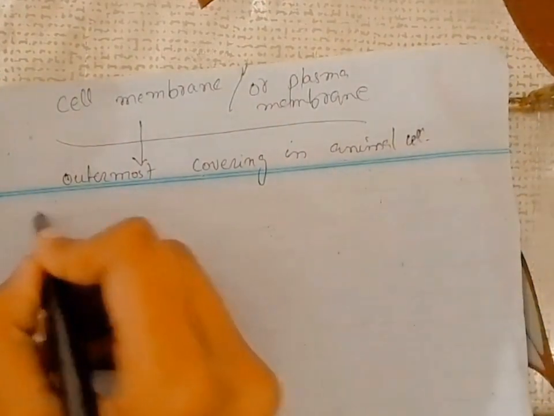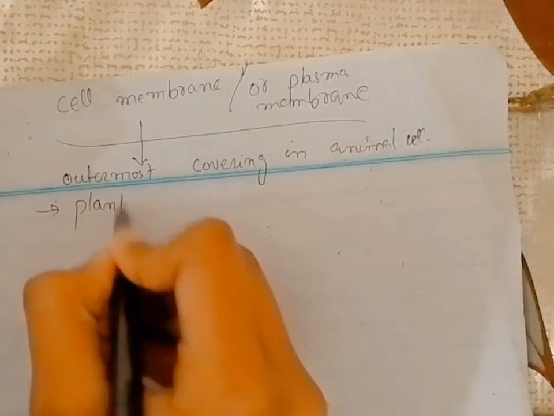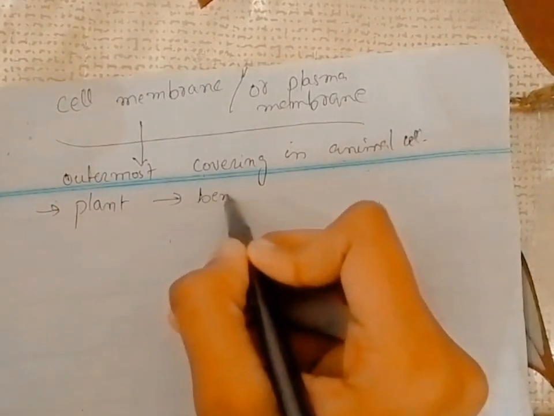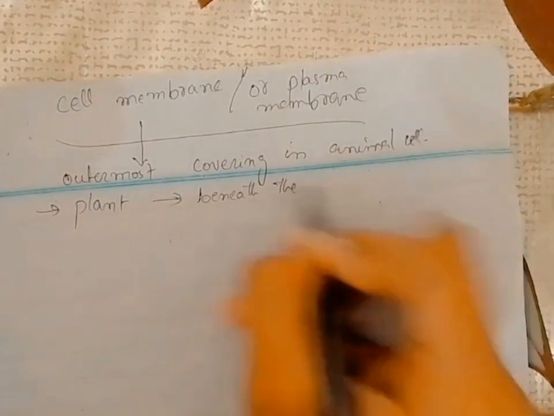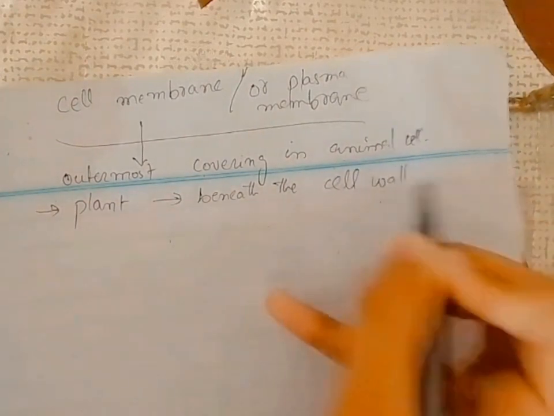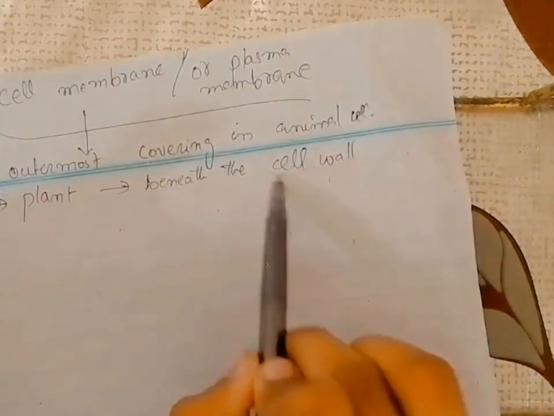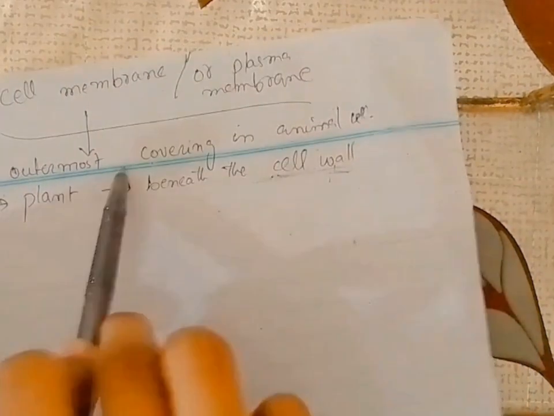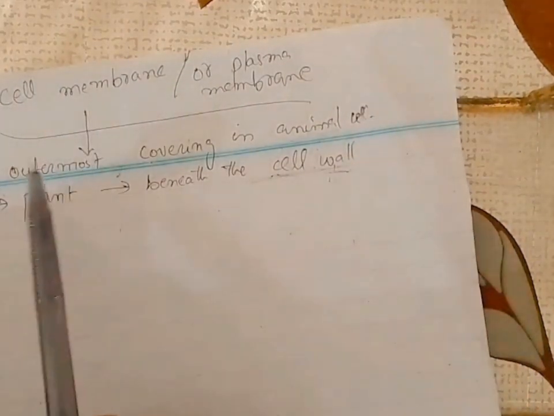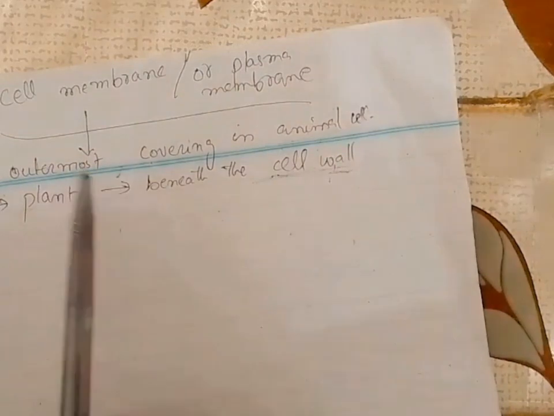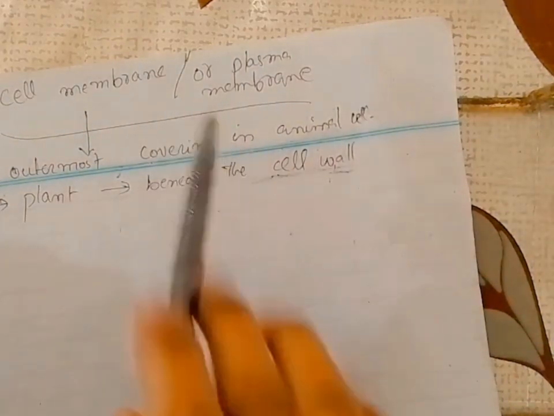As I specify, this is the animal cell, not the plant cell. Why? Because in plants, the cell membrane is present beneath the cell wall. The outermost covering in a plant cell is the cell wall, and after that the cell membrane is there. But in an animal cell, the outermost covering of the cell is the cell membrane.